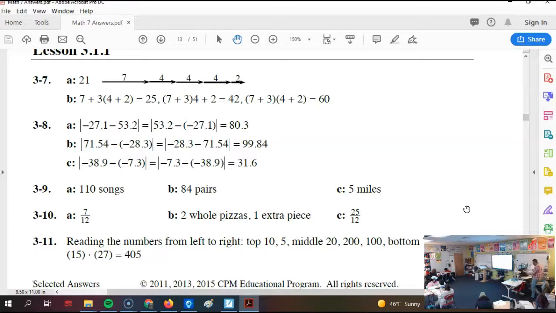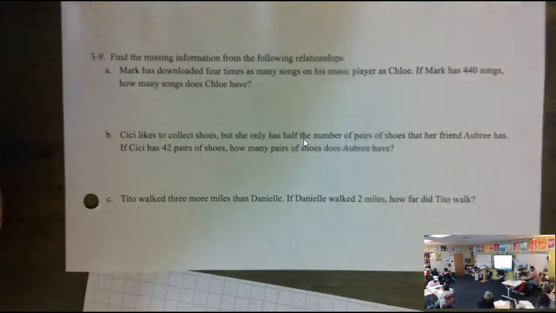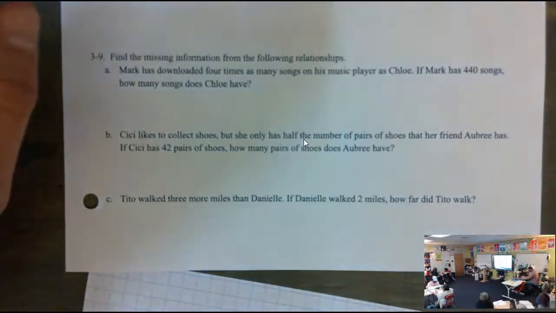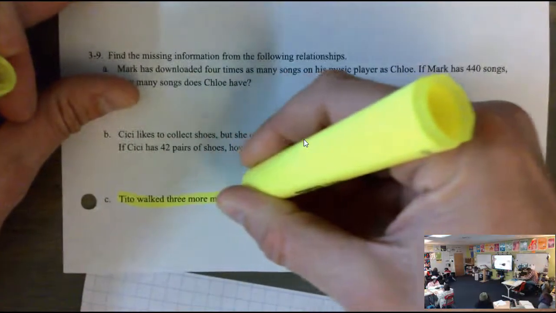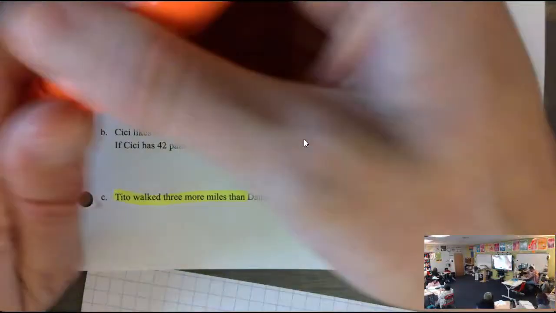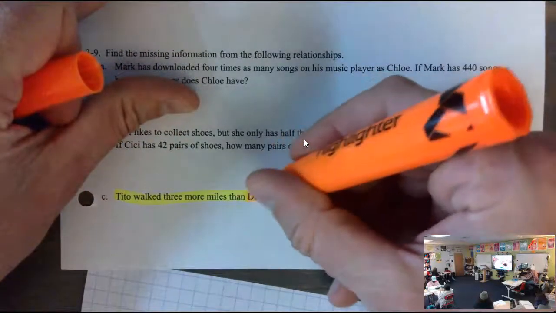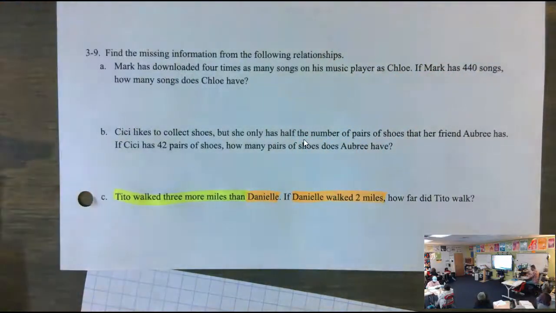So I have a clean one to write on that looks like you guys. So if you have not done 9C, you should be pulling up 9C to do it with me right now. Hint, hint, nudge, nudge. Tito walked 3 miles more than, and I'm actually going to highlight Danielle in a different color. Danielle walked 2 miles. So how far did Tito walk?